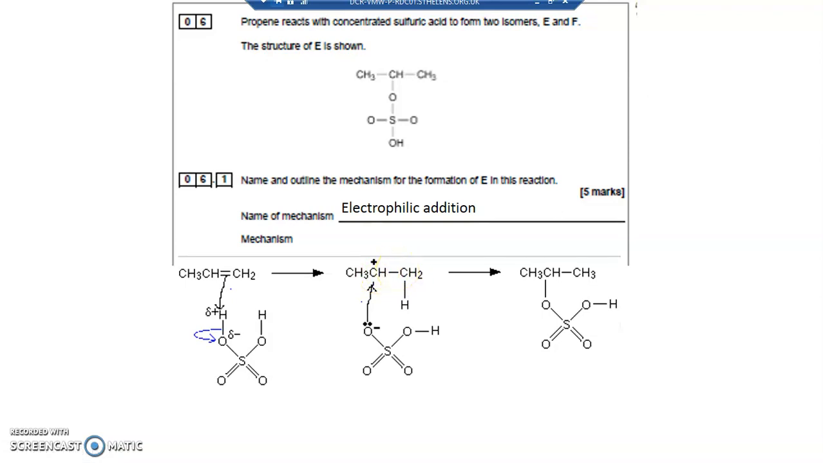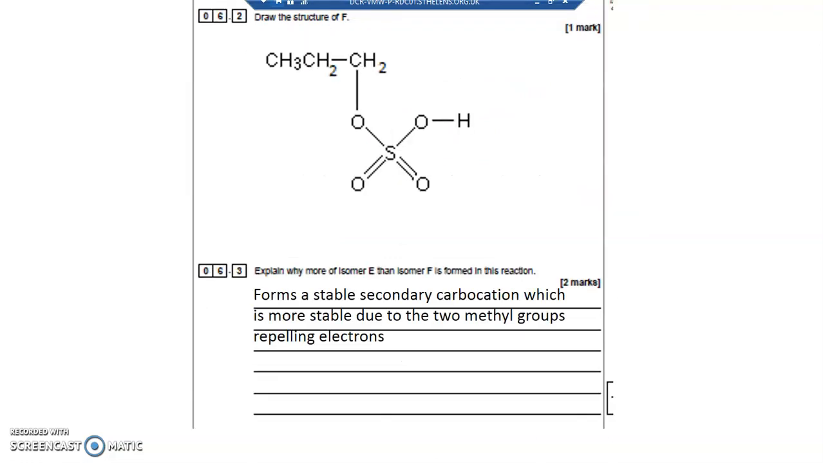If it's got three carbons bonded to the C plus, it's a tertiary carbocation. In this case, the C plus, the carbocation, has got two other carbons either side bonded to it, so it's a secondary carbocation and it's stable. If the hydrogen had bonded to the middle carbon, then the C plus would have been on the end carbon, carbon number 1, on the right hand side, and that would be a primary carbocation, which wouldn't be as stable.